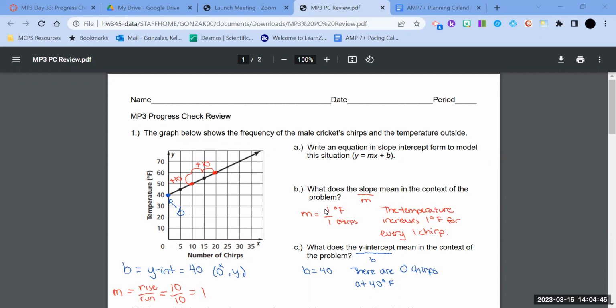Now, we can take these 2 pieces of information and plug them into our slope-intercept form. We have y equals, instead of m, I'm going to put 1, x, and instead of b, a positive 40. Or I don't really need the 1, so I could write y equals x plus 40.